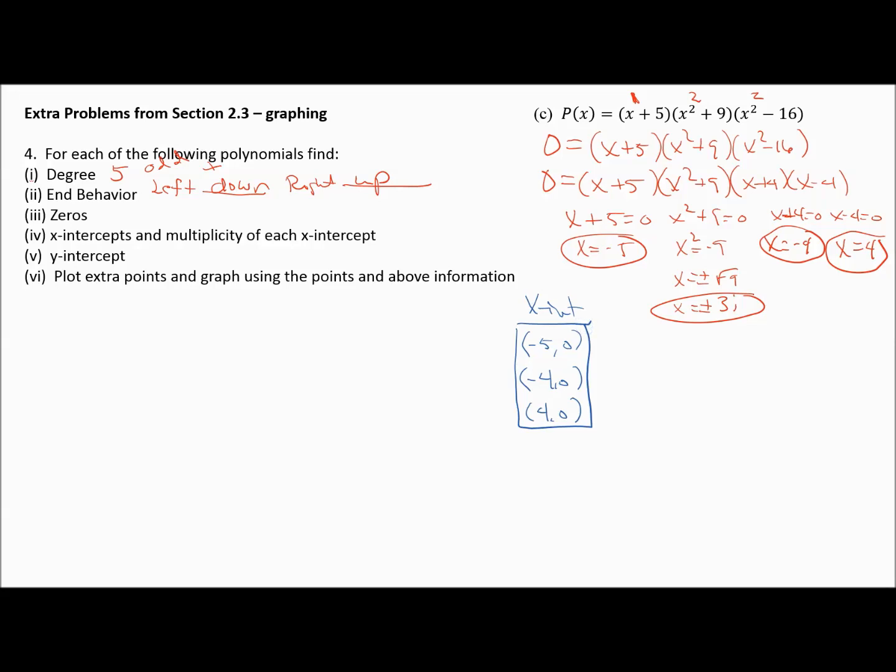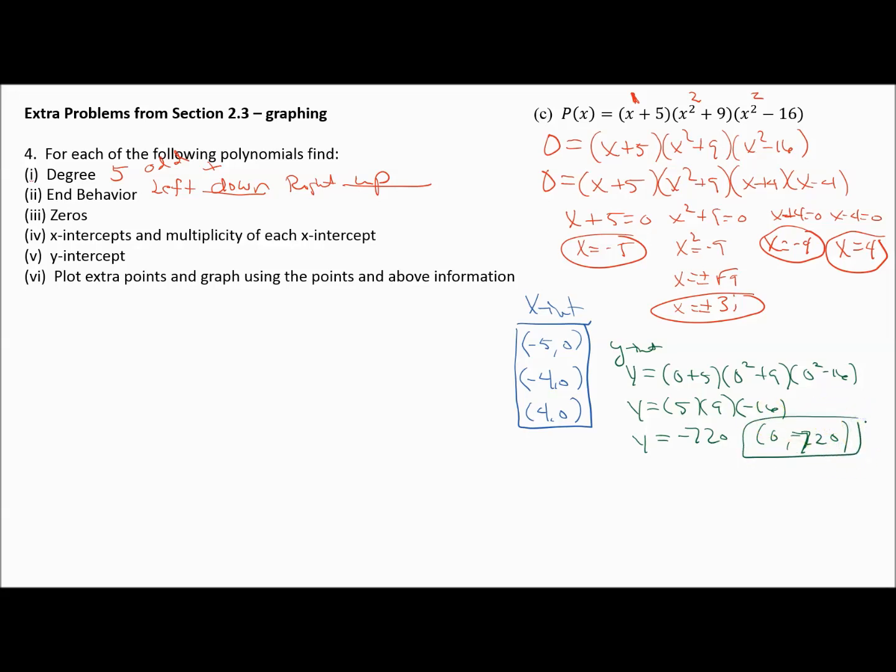Okay. Y-intercept. So y-intercept happens when you plug 0 in for x instead. So that's going to be y equals 0 plus 5 times 0 squared plus 9 times 0 squared minus 16. So y equals 5 times 9 minus 16. So y equals, let's calculate that. So I got negative 720. So 0, negative 720. Big old number. Is that okay? Yeah, it's fine. I don't want you to be alarmed by those things.